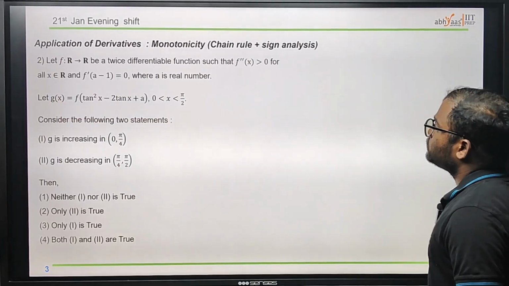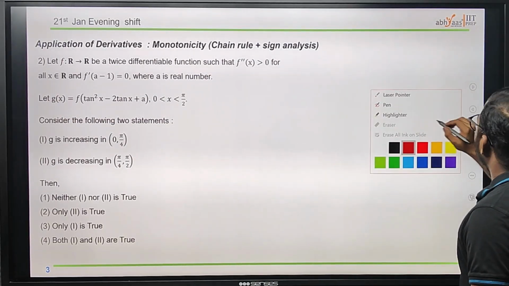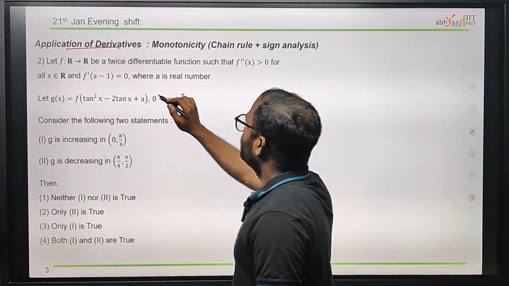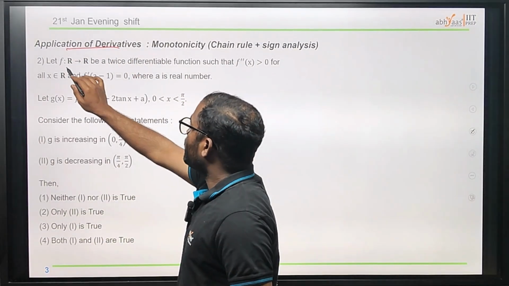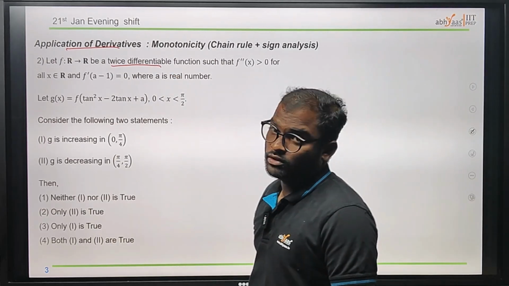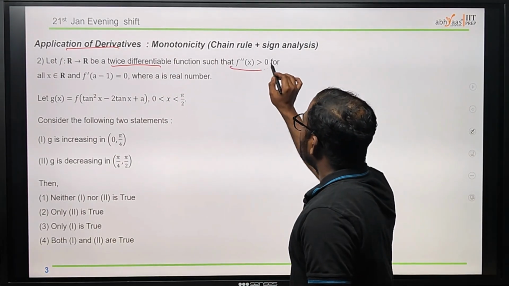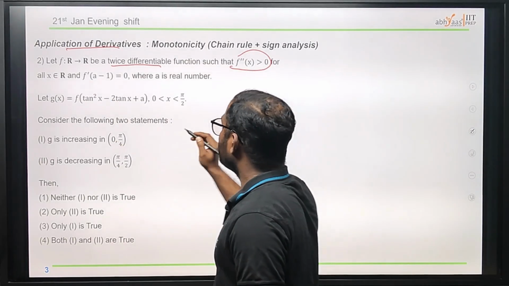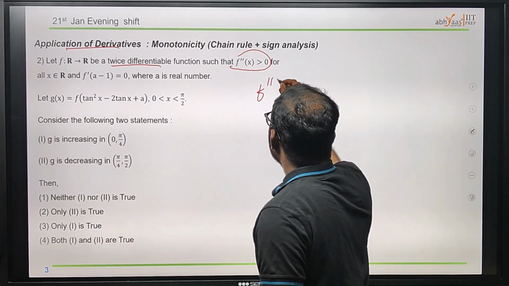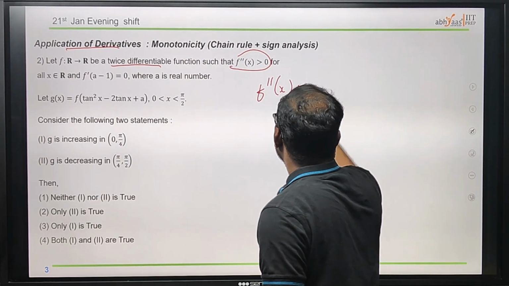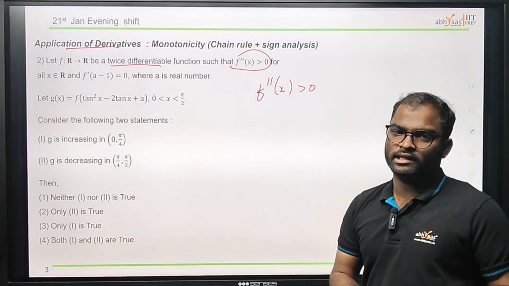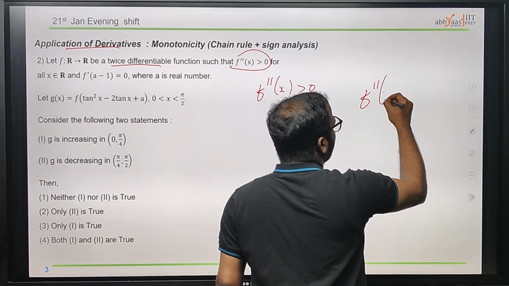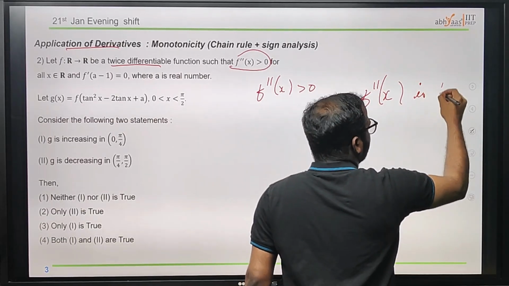Now coming to the next question, we have one on the application of derivatives. Okay, if you see here, they have given that f maps R to R, which is twice differentiable, such that f double dash of x is greater than 0 for all x. They have given that f double dash of x is greater than 0. Okay, whenever we have f double dash of x greater than 0, that means f dash of x is increasing.